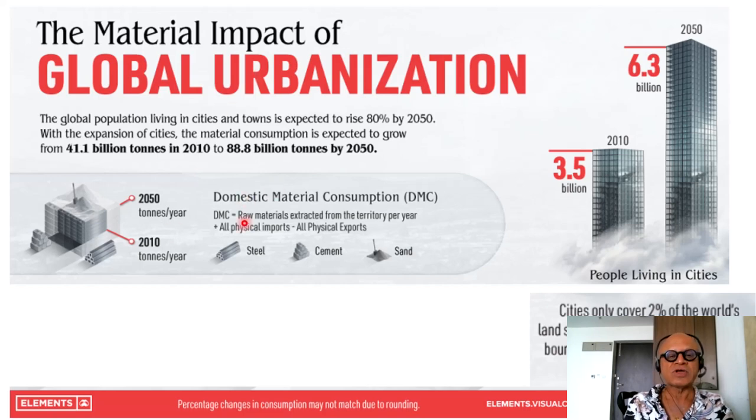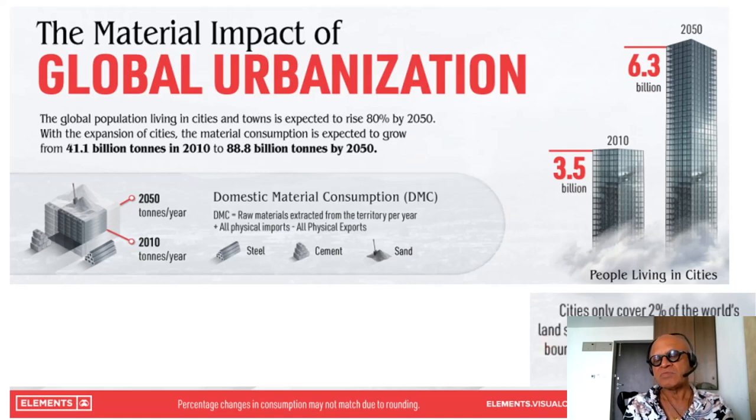So we're going to look at various things, like the global population living in cities and towns is expected to rise 80% by 2050. With the expansion of cities, the material consumption is expected to grow from 41.1 billion tons in 2010 to 88.8 billion tons by 2050. So more than doubling of material demand there.